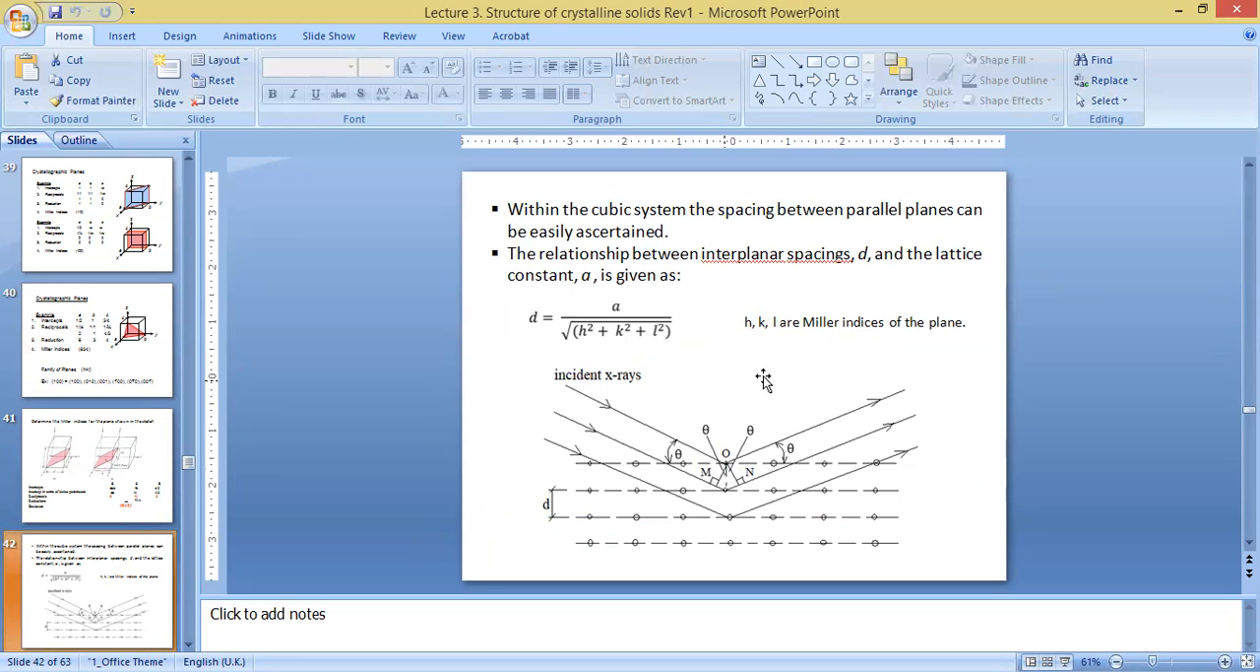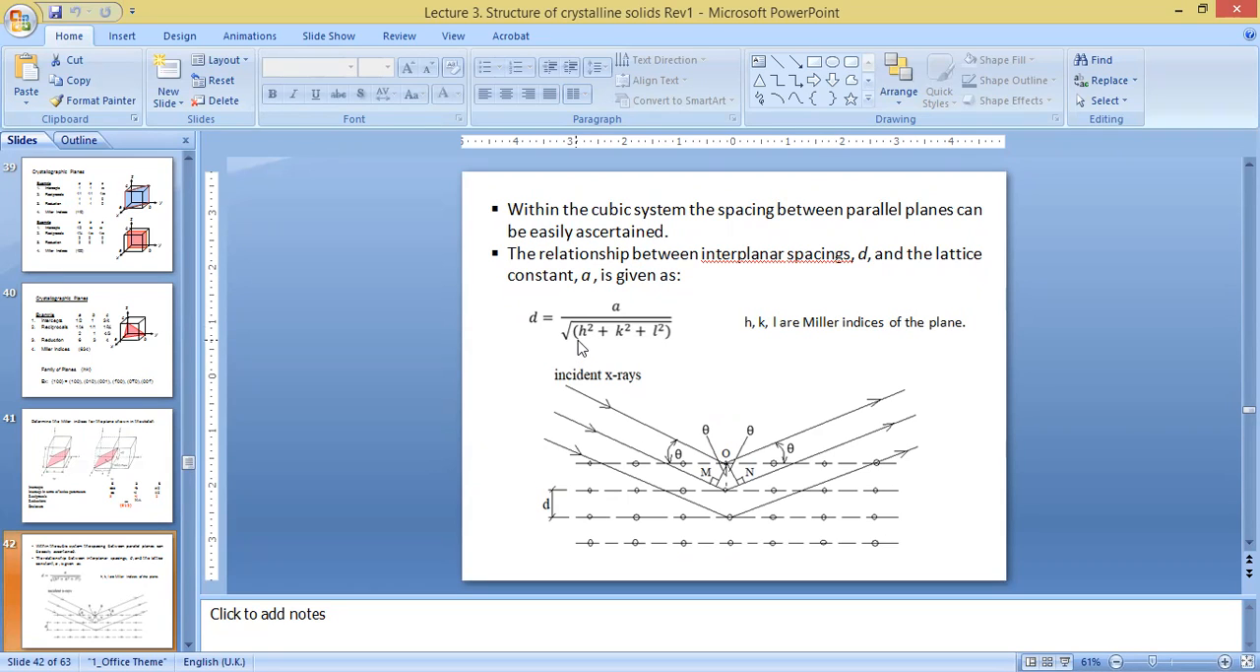That is what you're also going to determine. D is the distance between those planes. That is our D. And how do we find this D? D is equal to a over the square root of h squared plus k squared plus l squared. This is a formula, where h, k, and l are the Miller indices of the plane.